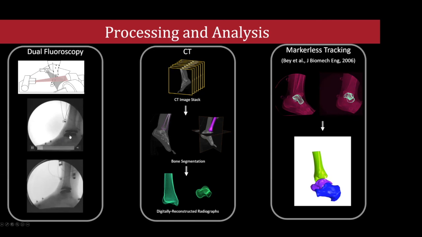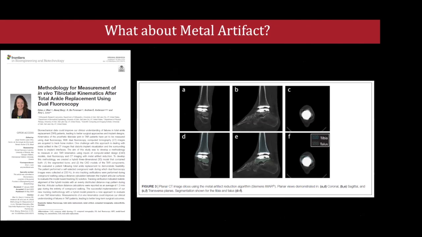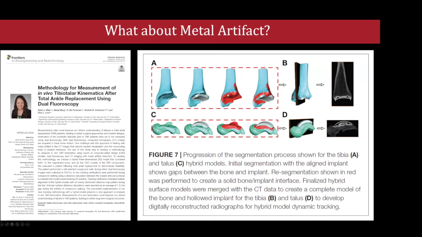These are the fluoro videos for the patient with TAR. One of the issues has been metal artifact from CT with the TAR group. So Amy led a very nice study that developed a new methodology for essentially resegmenting the anatomy to account for this metal artifact. What's done is you do an initial segmentation and then you bring in the CAD geometry of the implant itself, and use that as a guide to fill in the areas of bone that you've missed due to metal artifact. And this turns out to be essential really for tracking with dual fluoro.